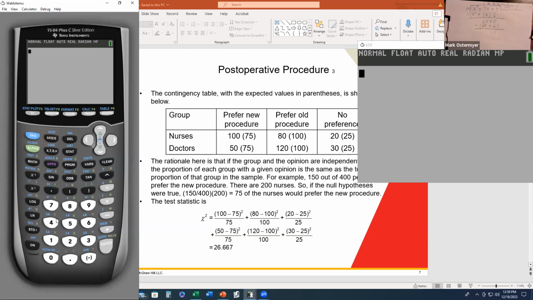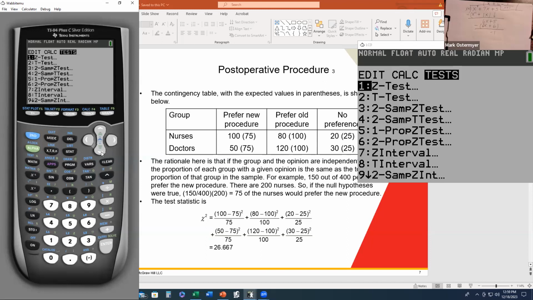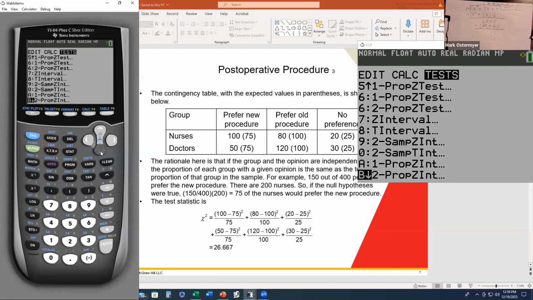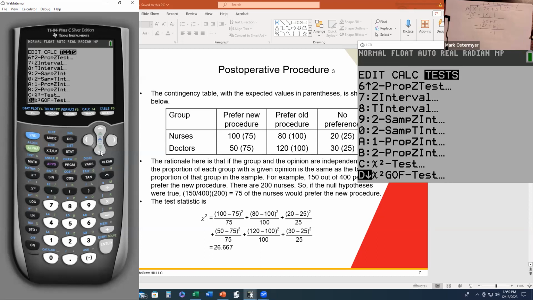All right, and now we're going to go over to stat tests, scroll down. Last week it was the chi-square goodness of fit test. This week, today, it's the chi-square test of independence. So this is the one we want.